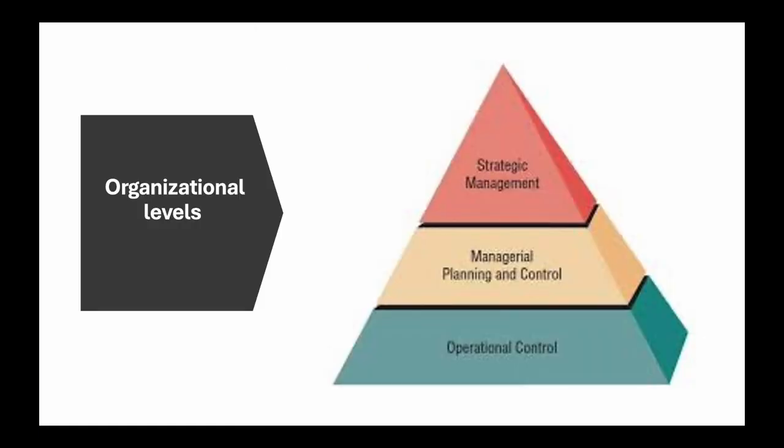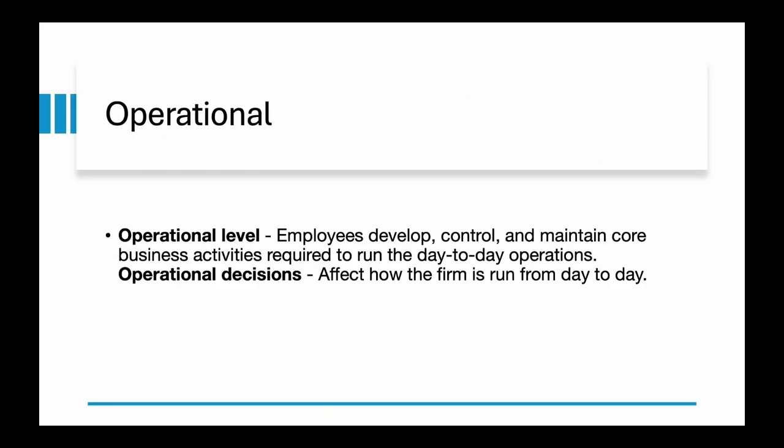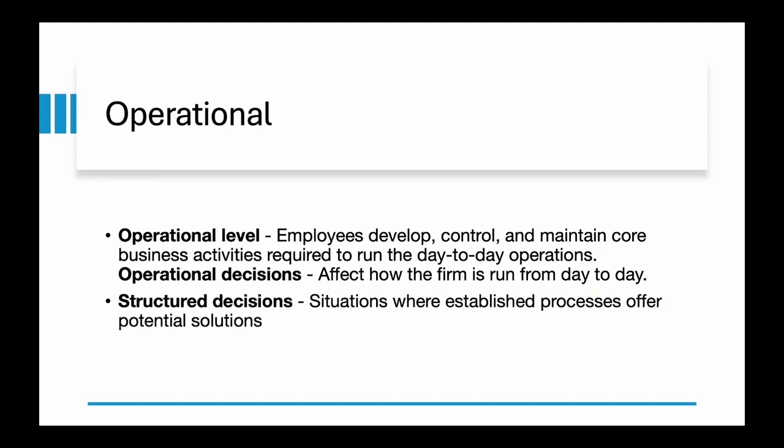Organizational levels. There are 3 organizational levels: strategic, managerial, and operational. Operational are day-to-day operations and they are very structured. Managerial is somewhat structured and strategic is not structured. Operational: employees develop, control, and maintain core business activities required to run the day-to-day operations. Affects how the firm is run from day to day. These are structured decisions, meaning situations where established processes offer potential solutions.